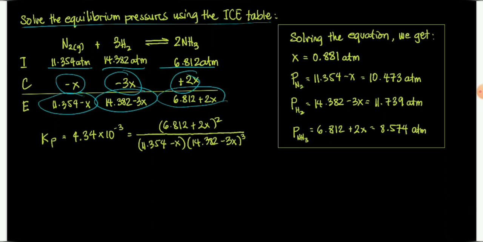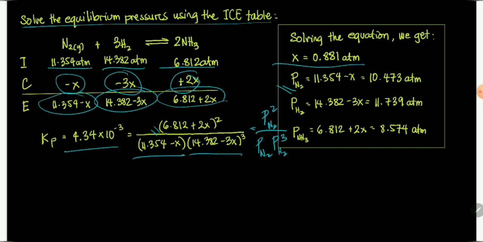So substituting to the Kp expression, that's 4.34 times 10 to the negative 3 is equal to again, PNH3 squared, so that's 6.812 plus 2x squared over the P of N2, okay, that's 11.354 minus x, tapos PH2 cube, that's 14.382 minus 3x cube. Okay, so solving for the equation, okay, or solving for x, okay, we will get x is equal to 0.881 atmospheres.